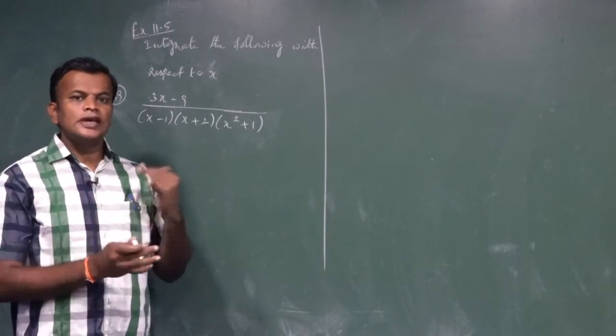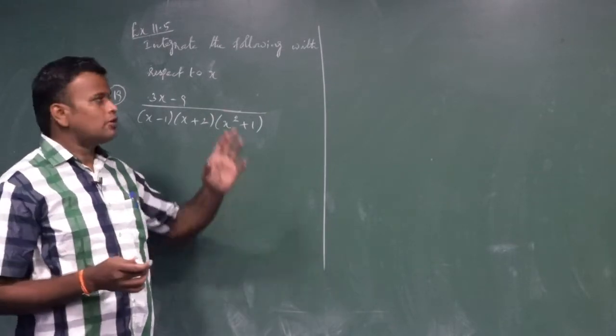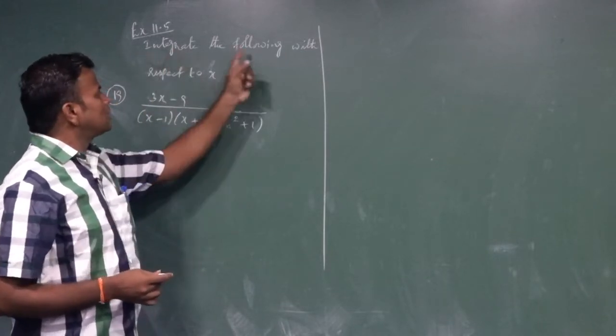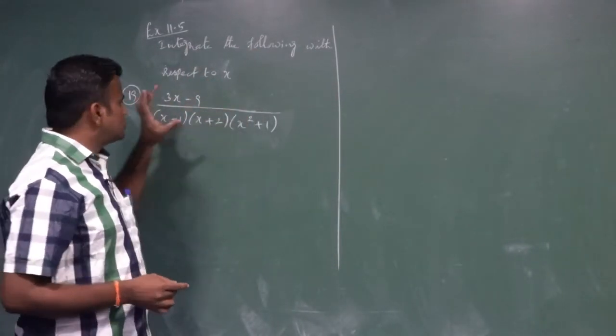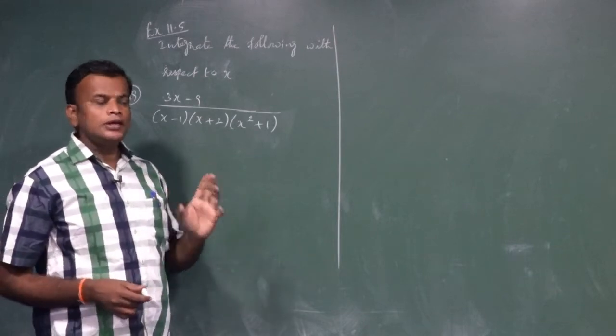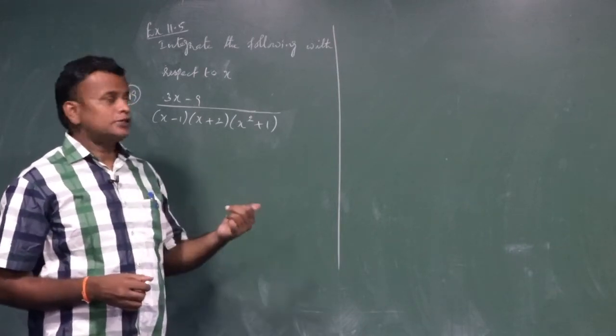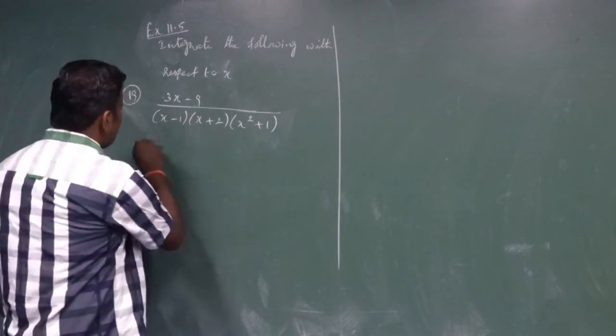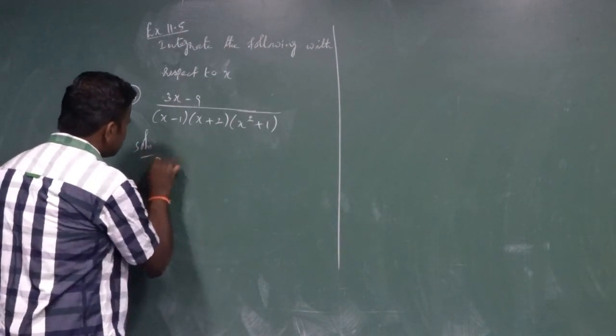Now we continue the same model sums. In exercise 11.5, we see the question: integrate the following with respect to x. So this is our question. Now we integrate the term with respect to x. Now we write it simply.